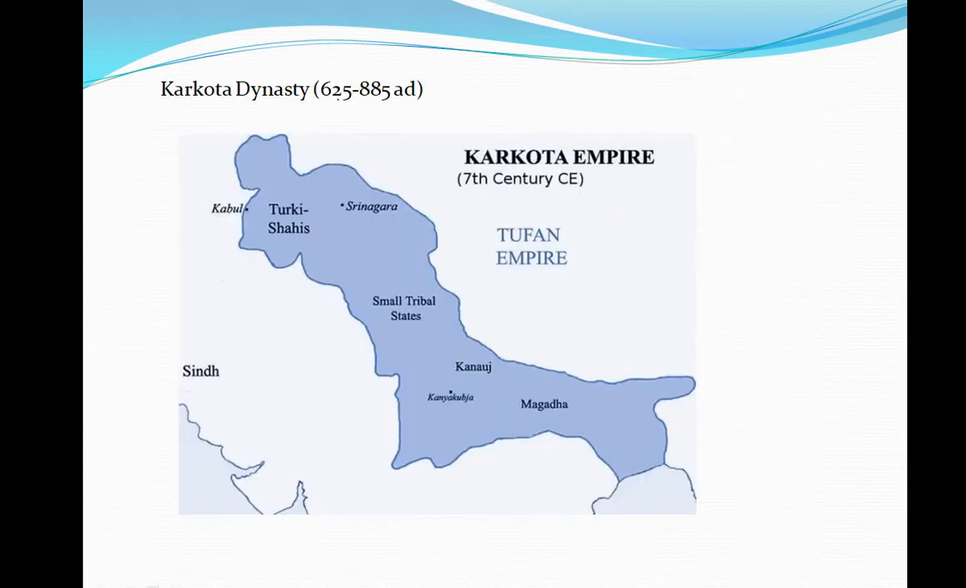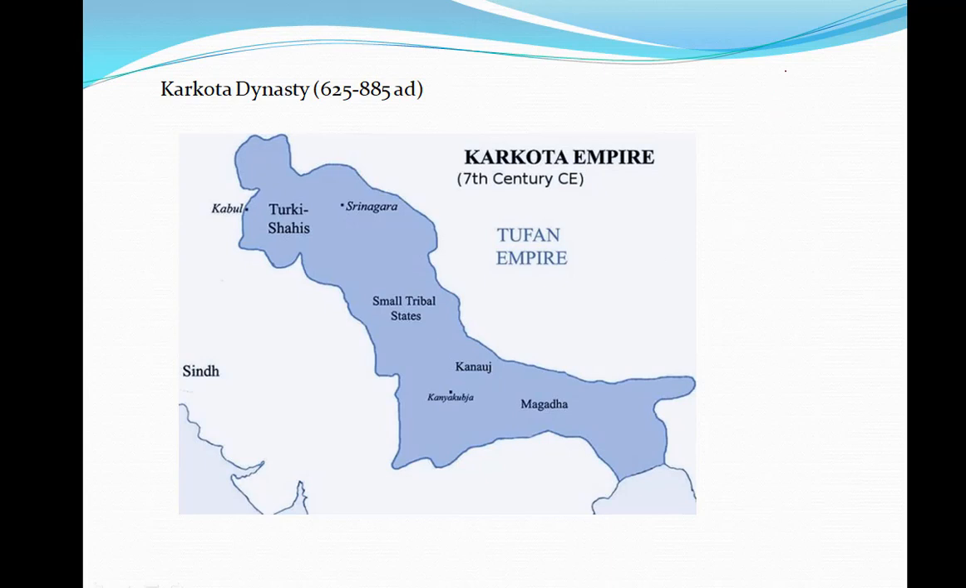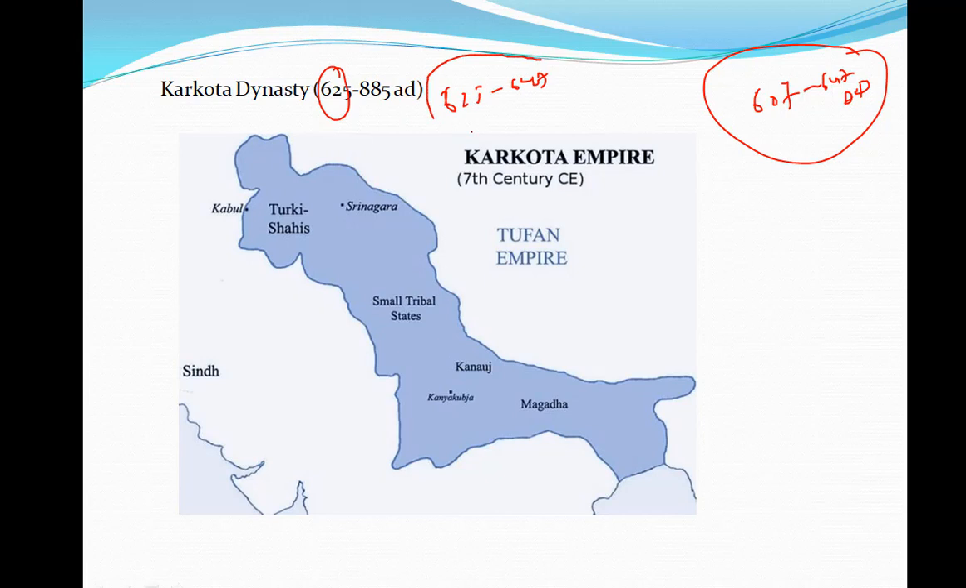See here, Karkota dynasty 625 to 885 AD. That means since the time of Harshavardhana. As I told you in our previous classes many times, Harshavardhana ruled from 607 to 647. There is a controversy; you need not worry about one or two years. Some say 607 to 647, some say 606 to 647. So for a certain period like 625 to 647, they are contemporaries. When we go to detailed study of each individual dynasty, I'll tell you how to remember the rulers also.